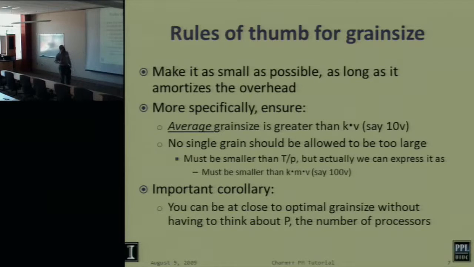Certainly, no single grain should be allowed to be too large, because if you have one grain whose size vastly outweighs the others, you won't be able to balance the load against that. So here we have this approximation that the grain size should be smaller than T divided by P, where P is the number of processors. And you can actually express it without P by simply choosing a multiplier, which is just how many of these you're going to make.